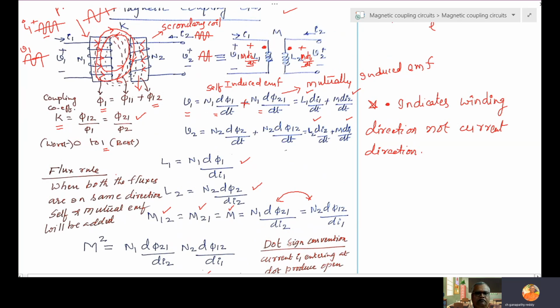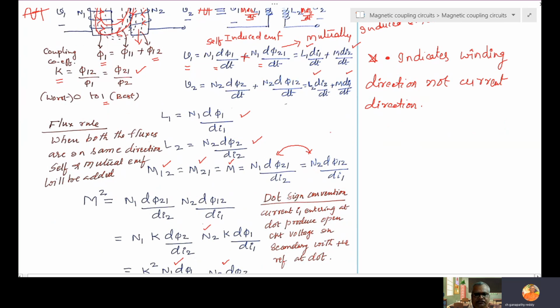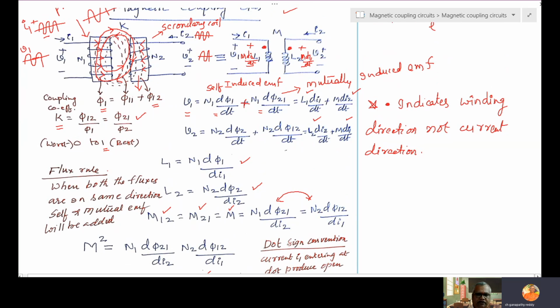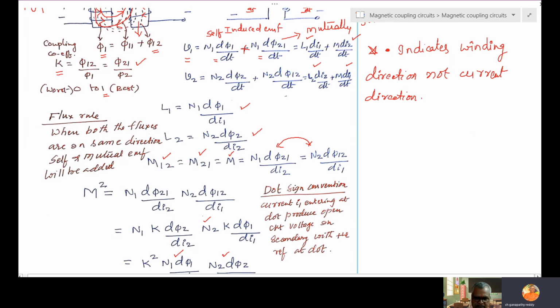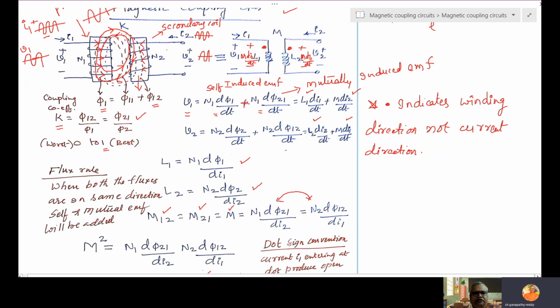So there are a few rules. Flux rule. What is flux rule? In the first set of equations, plus or minus is based on the flux rule, and in the second equations, plus or minus is based on the dot sign convention. So what is the flux rule? When both the fluxes are in the same direction, self and mutual induced EMF will be added. If they are in opposite directions, it will be subtracted. So same or opposite depends on the winding directions shown.